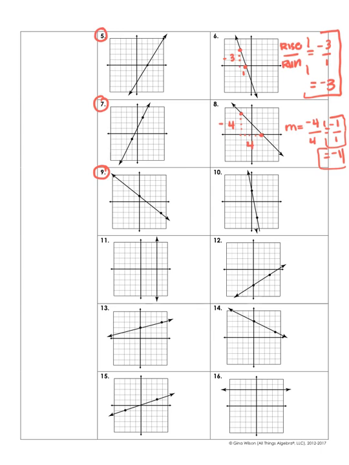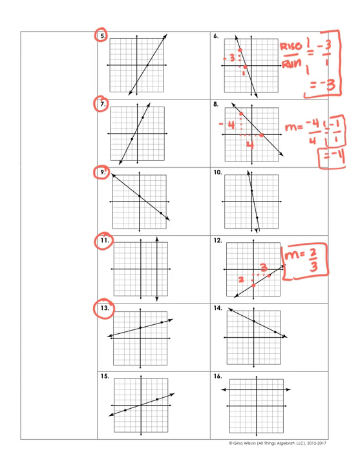Now I would like you to try number 11. I'm going to do 12 with you for another example. So I'd have to rise 2 and go right 3. So the slope of number 12 is 2/3. And that cannot be reduced, so that would be your answer. Try number 13 on your own.